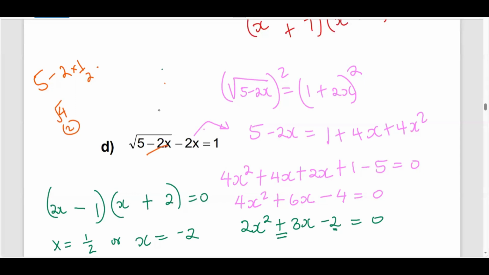And then 2 times a half is 1. So 2 minus 1 gives us 1. So which means this answer is correct.